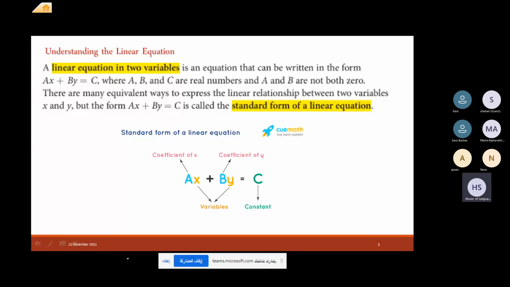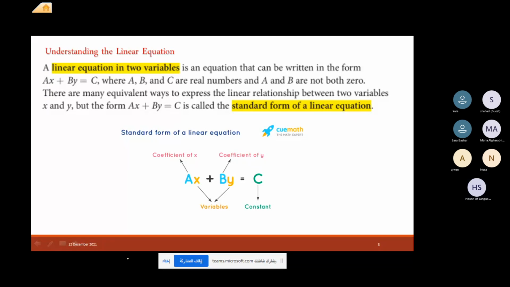A is the coefficient of x. X and y are variables, and they must be raised to the power of 1. Now, B is the coefficient of y, and c is a constant. Constant, it must be a number. Now, a and b, how will they be? Are they only 1 or -1? It could be any real number.